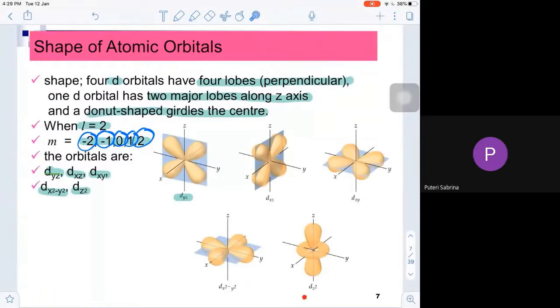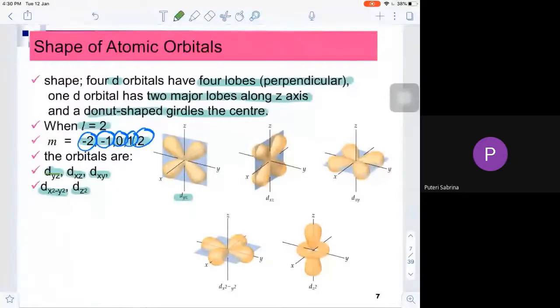And then the last orientation of the d orbital is dz square. How to identify it? It has only 2 lobes that lie on the z-axis, and it has a donut-shaped girdle at the center. This is a special one, so obviously we can identify that it is the dz square.